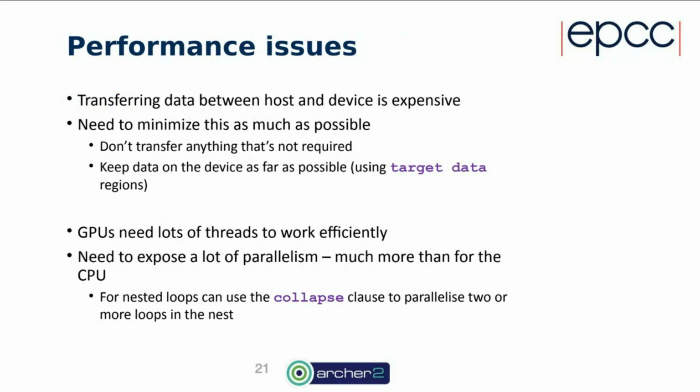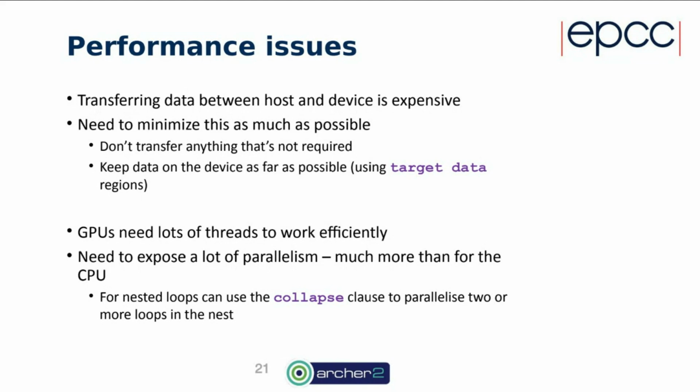And then, as ever with normal OpenMP, it's fairly easy to get stuff running, but it's more difficult to get stuff running efficiently. So there are obviously some additional performance considerations. The first one I've already mentioned: transferring data between the host and device is liable to be expensive, so you need to minimize that as much as possible. So don't transfer anything that's not needed, and keep the data on the device as far as possible with target data regions.